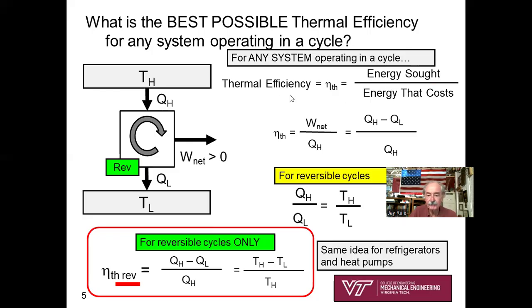So we should be very familiar with the thermal efficiency, Greek letter eta. Eta thermal is the energy sought over the energy that costs. I can figure it out from there. That's W net over QH. Sought, W net, what it costs us, QH. Got it. Then I'm going to apply the first law to the numerator. QH minus QL is W net.